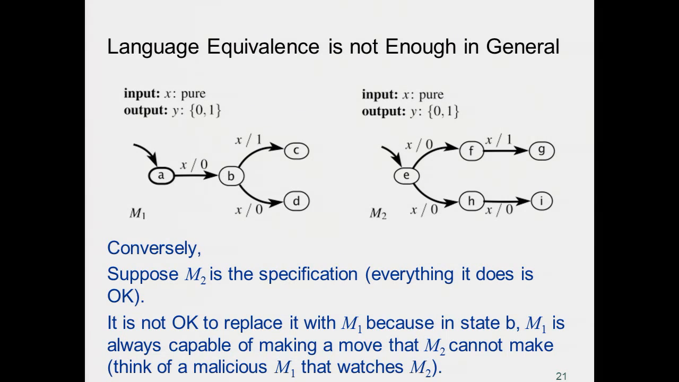Conversely, suppose that M2 is a specification, everything it does is okay, but it's not okay to replace it with M1, because in state B, M1 is always capable of making a move that M2 cannot match. Right? And so in one way it is okay, the other way I cannot. So it simulates in this way, but it's not a bisimulation. It simulates only in one direction.